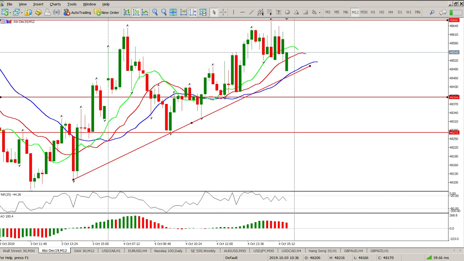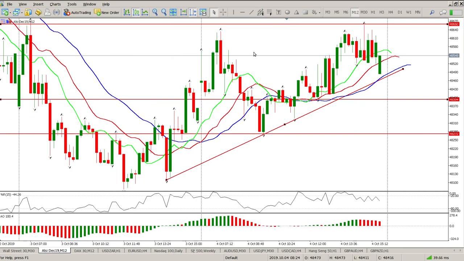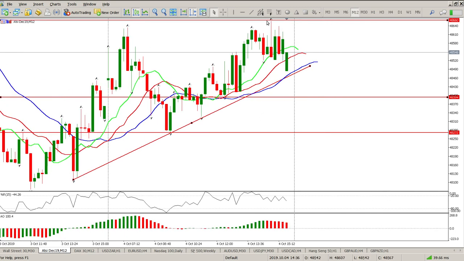Okay, anyway guys, that's my view at the moment. If we break above 48,660, that would be an indication for me to start chasing longs. So those are the two fractal levels we're looking at: 48,660 and 48,395 to the downside.